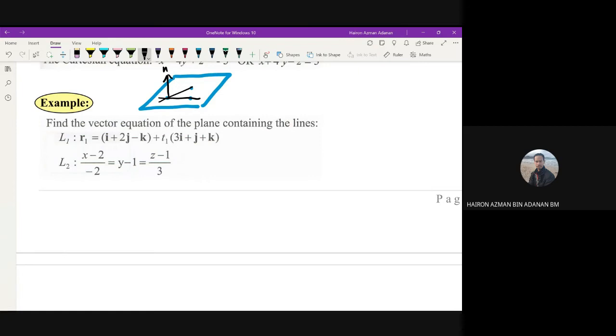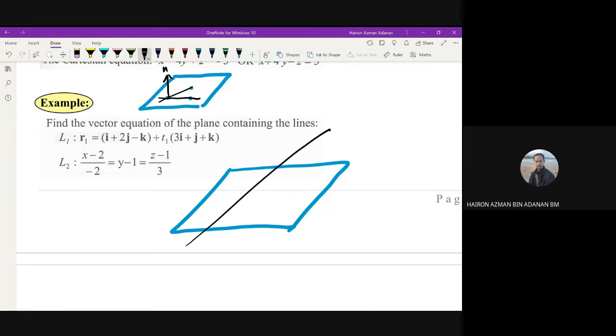Example yang ini, dia lain sikit. Dia bagi plane, on the plane tu, dekat atas plane tu, dah ada dua line. Ni satu line, ni satu line. Dua-dua duduk dekat plane. Ni line yang pertama, ni line yang kedua. Dua-dua duduk dekat atas plane. Okay, meaning that, dapat kat situ.